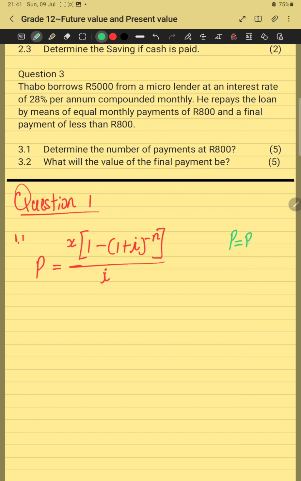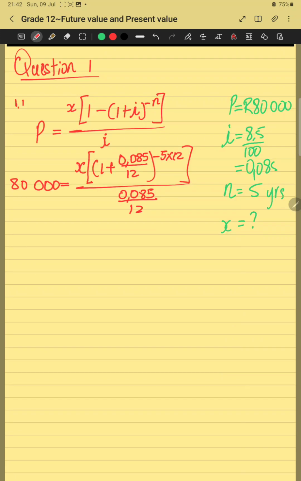This is the formula. Let's also write down the information that we have. So remember P, it is 80,000 rand. And then the interest rate, it is 8.5 divided by 100. We get 0.085. The number of years is 5 years. And then we want to know what is the monthly installment. Then we substitute. This is our substitution. And then we know that this value has a denominator of 1.